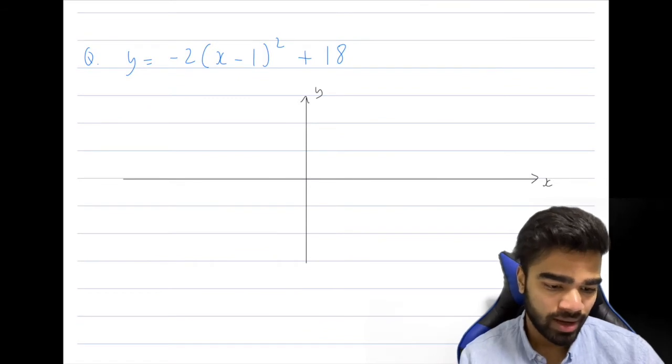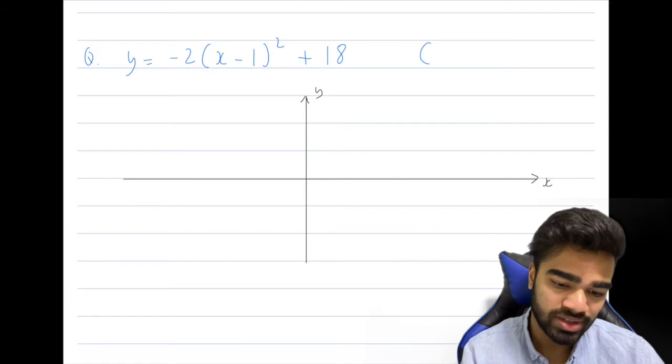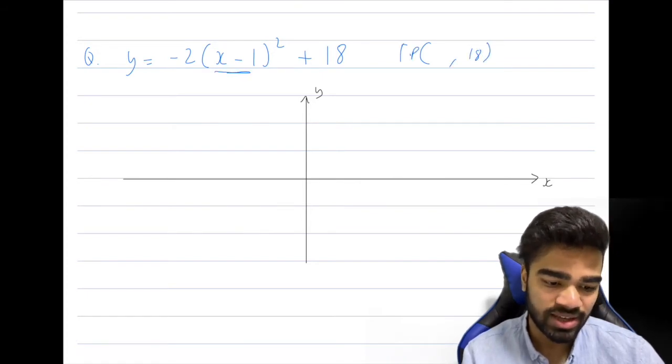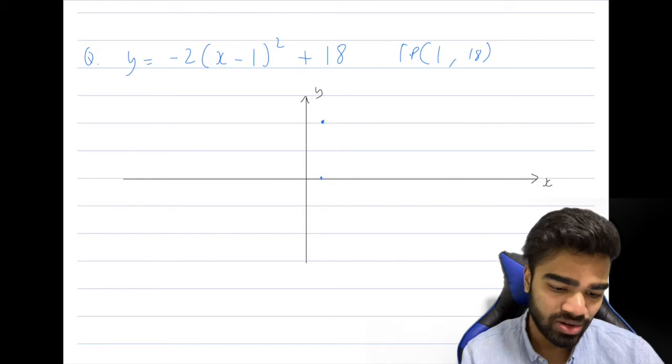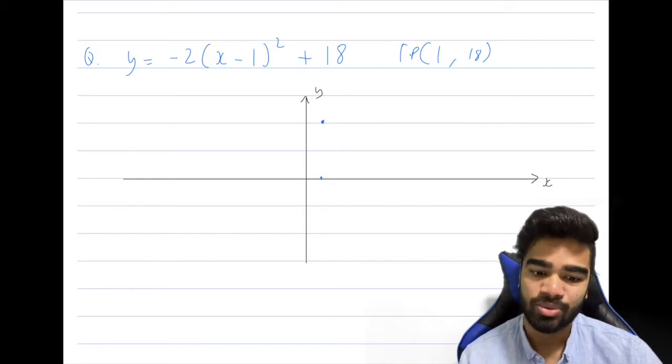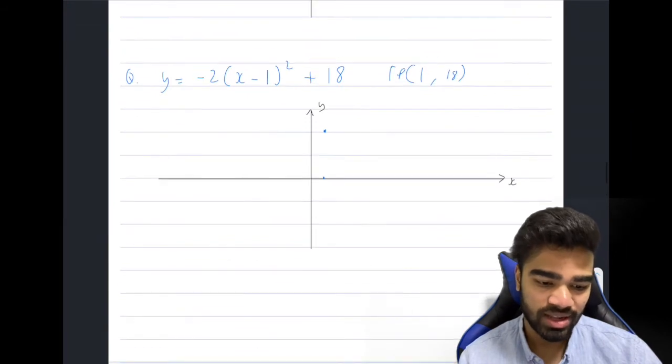Well, turning point. We know it's being moved up 18 units, so the y coordinate of the turning point will be 18. What's the x coordinate? It was negative 1 inside the bracket, so the x coordinate will be 1. So it's being moved 1 unit to the right and 18 units up. Right, so that's your turning point. Step number 1 done.